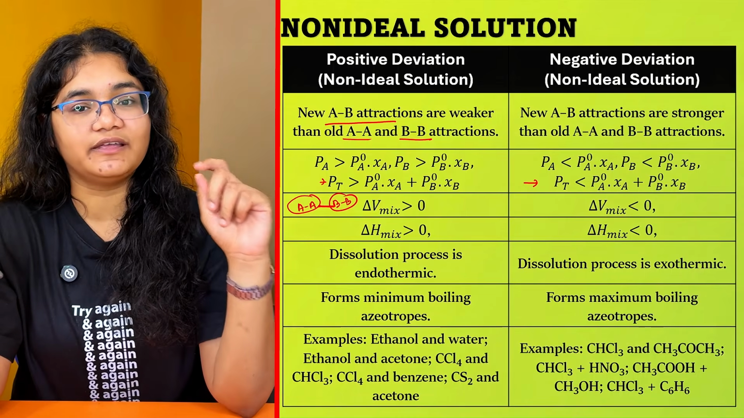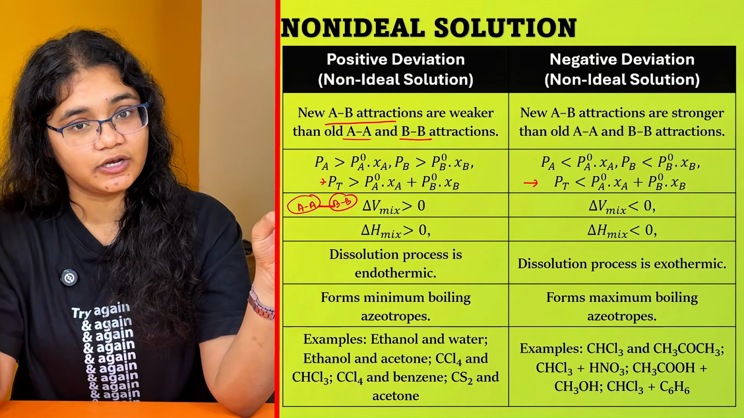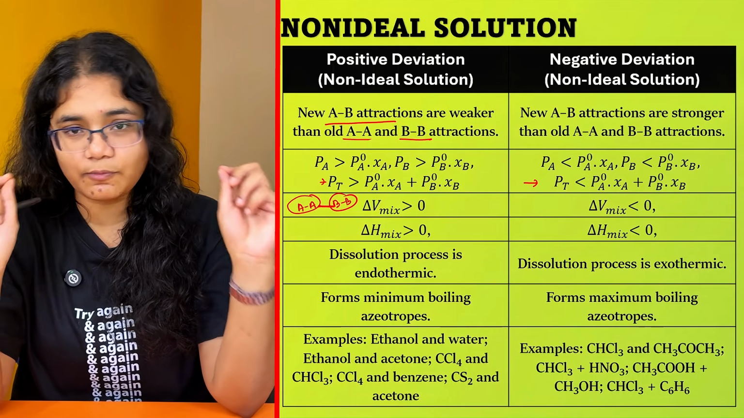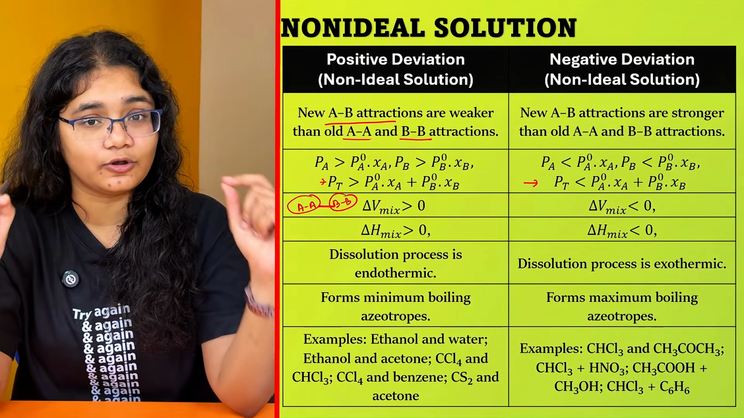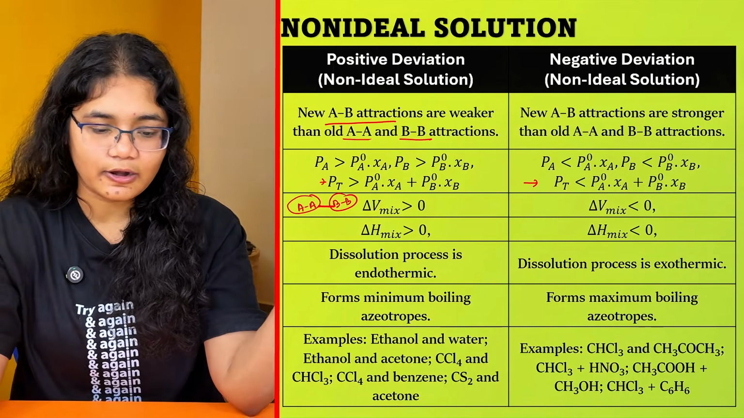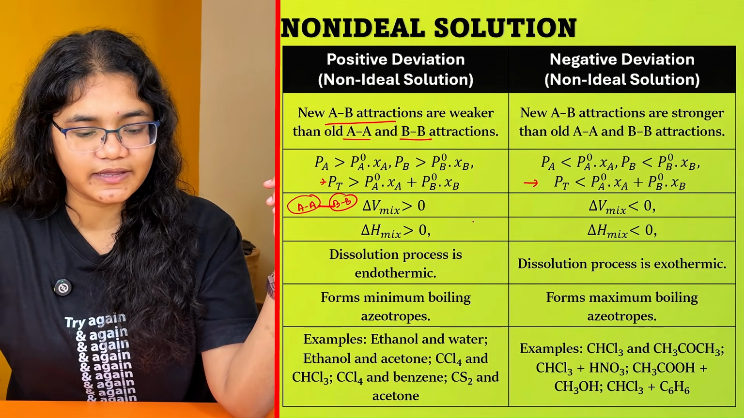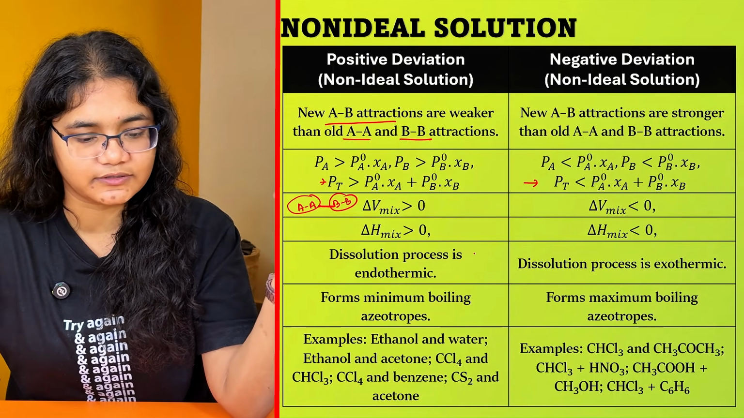So positive deviation means weak interaction, negative deviation means strong interaction. These 2 points you have to remember properly. If you understand the logic, you can definitely remember it. Now the next points we have are very easy to remember because it is positive.